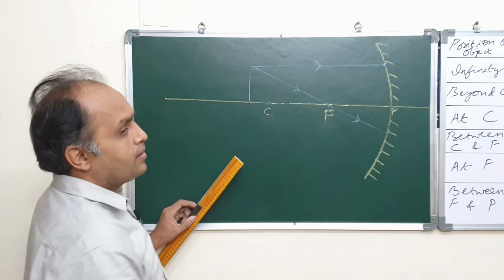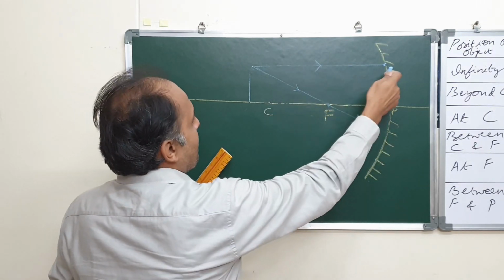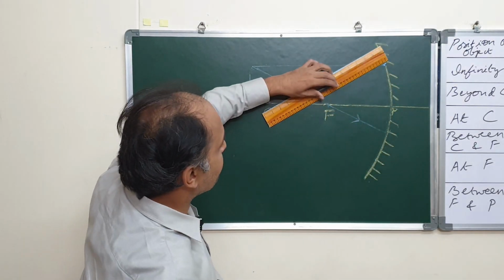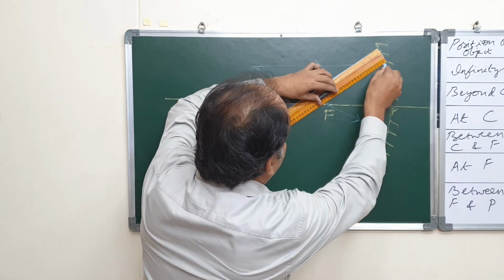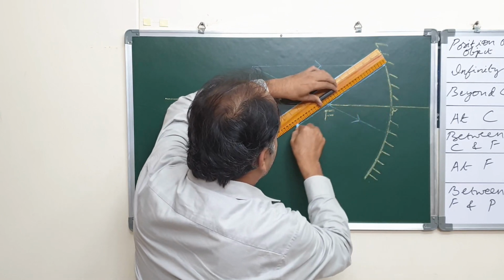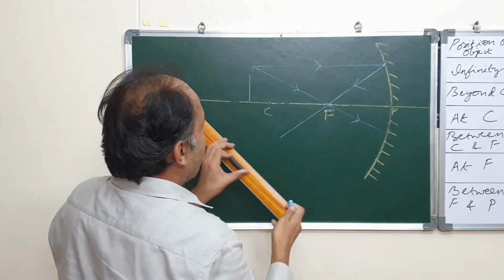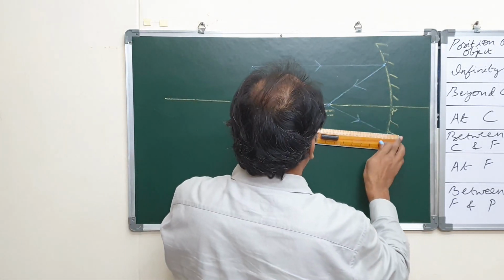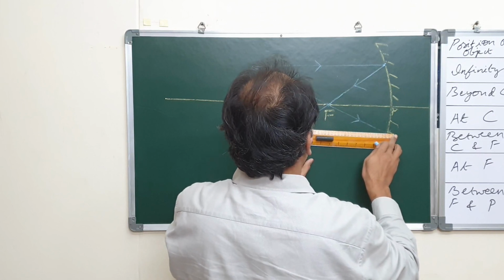And for these two rays, when we apply the rules, any ray of light which first passes parallel to the principal axis after reflection goes through the focus. And any ray of light which first passes through the focus goes parallel to the principal axis.